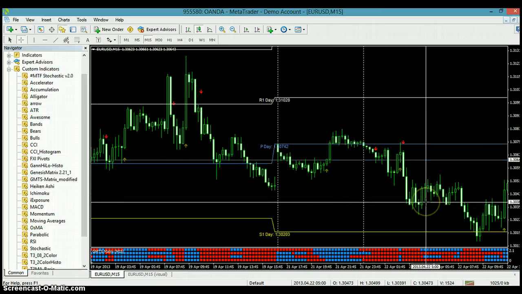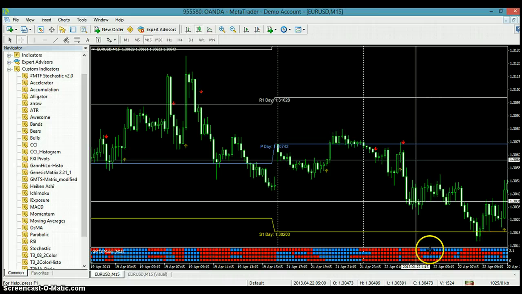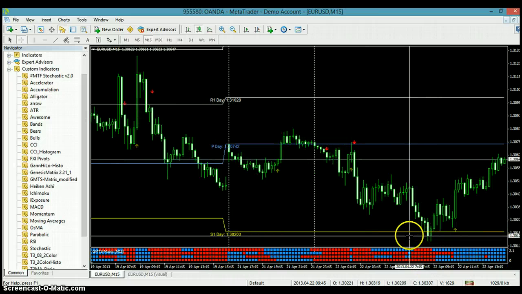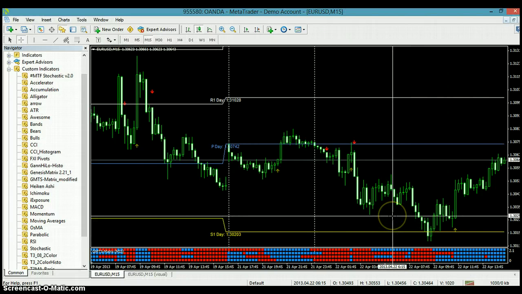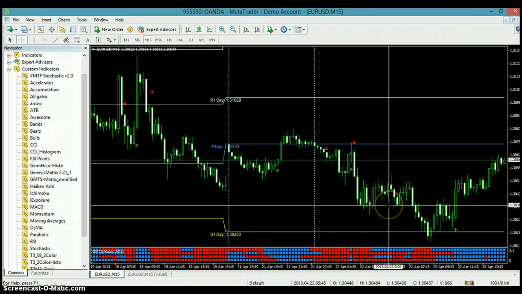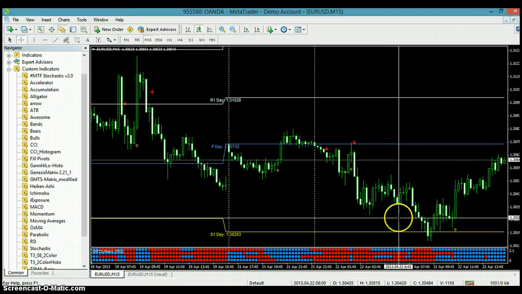re-entry. So yeah, two bars would be good. 2 color changes, I mean, or 3, either or. So I guess you could just program it to say 2 or more, or whatever you want to do. I think you understand what I'm trying to say here.